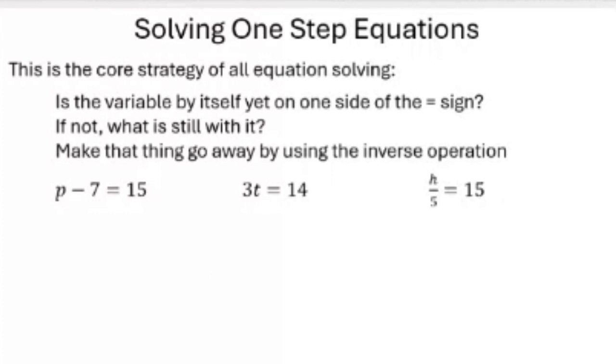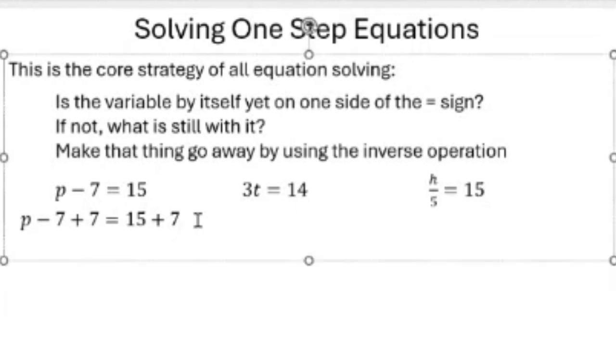So for the first equation, is the p by itself? Oops, I got ahead of myself. Oh, it's taken out all my colors. I'm so upset. Is the p by itself? No, because there's that there with it, right? What's still with it? A minus 7. What is the opposite of minus 7?